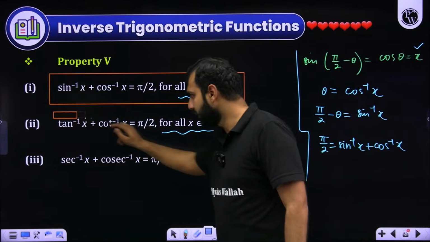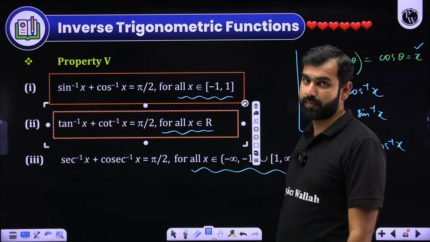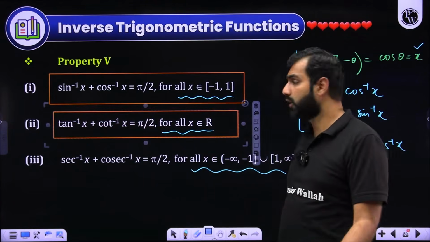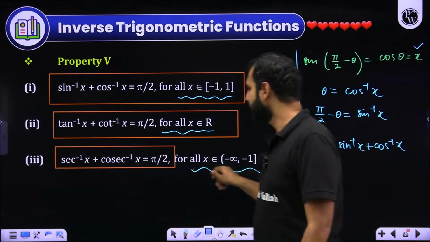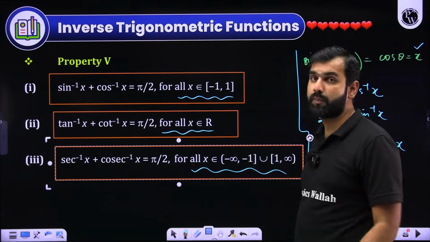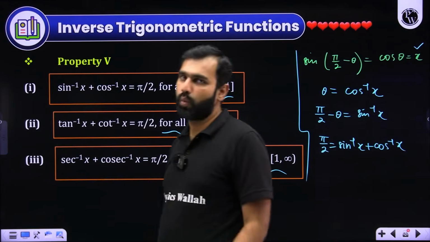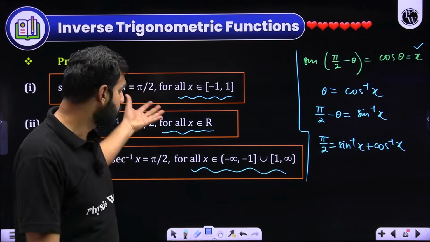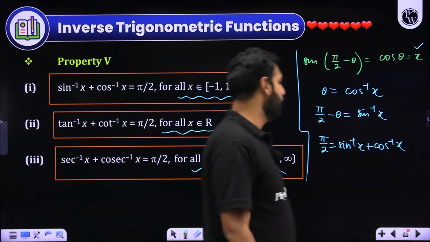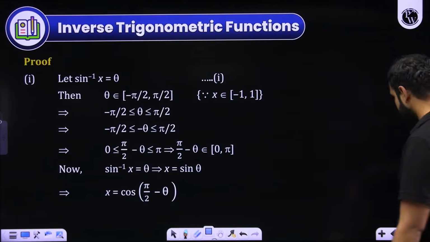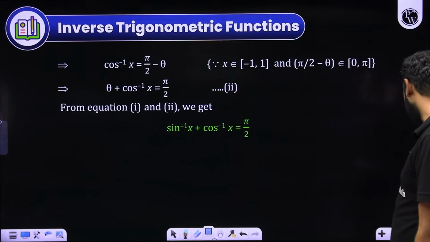So you may say that tan inverse x plus cot inverse x is pi by 2, but you should remember it is true for all the real values of x. You may say that sec inverse x plus cosec inverse x is pi by 2, but you should remember that it is true whenever mod x is greater than or equal to 1. Did you get these three results? I hope you'll remember them. Now, if you have understood it, let us move ahead towards the next set of properties. This is the proof as we have already discussed.